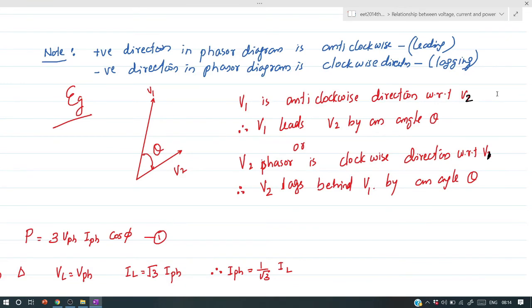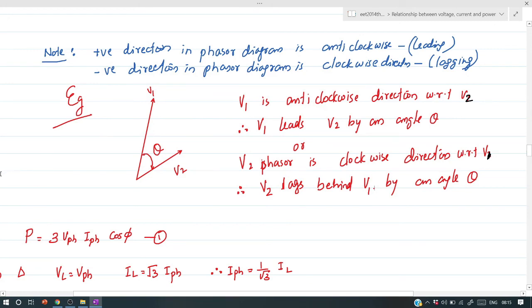In electrical systems, it is to be noted that the positive direction in a phasor diagram is anti-clockwise, that is leading, and the negative direction in a phasor diagram is clockwise, that is lagging. For example, let's consider two phasors V1 and V2 having a phase difference of theta degree as shown here. Here we can say that V1 is anti-clockwise with respect to V2. Therefore, V1 leads V2 by an angle theta, or V2 phasor is clockwise with respect to V1. Therefore, V2 lags behind V1 by an angle theta.